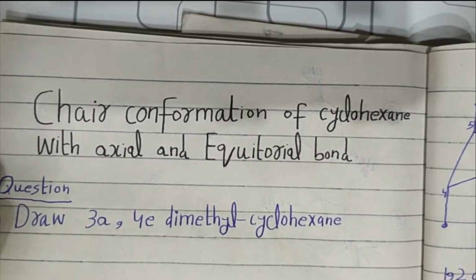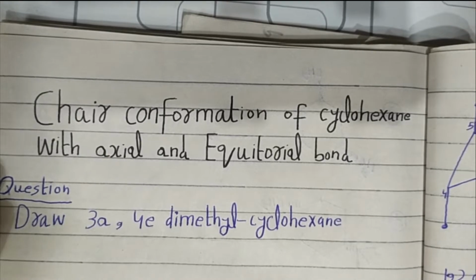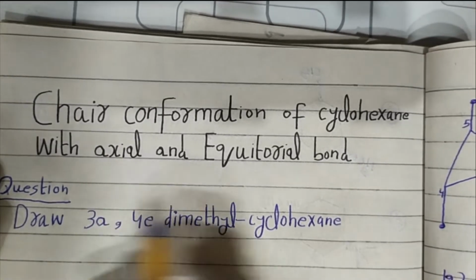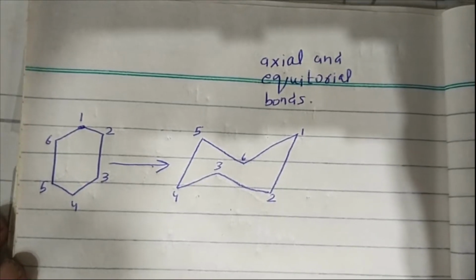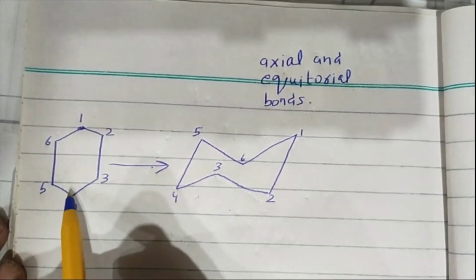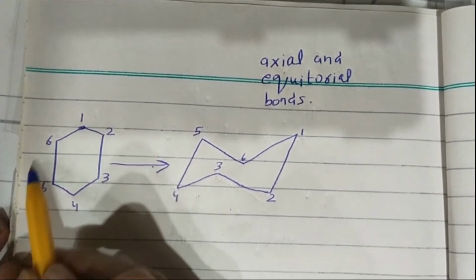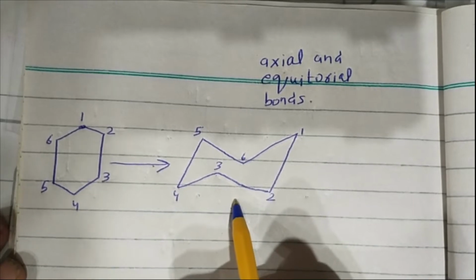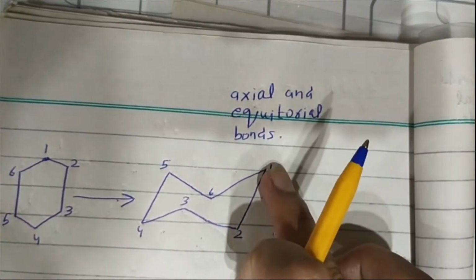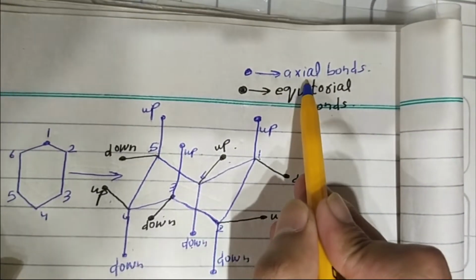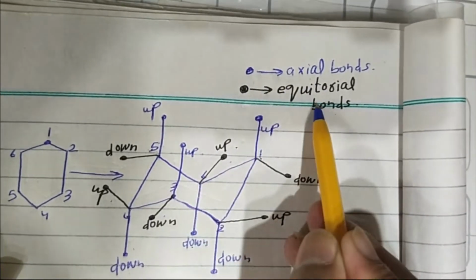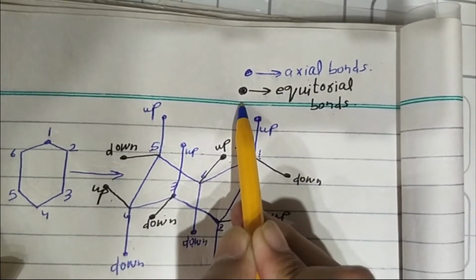Bismillahirrahmanirrahim. Here is the chair conformation of cyclohexane with axial and equatorial bonds. This is the cyclohexane ring structure, and this is the chair form. Now, axial and equatorial: the axial bond is represented by this color and the equatorial bond by this color.